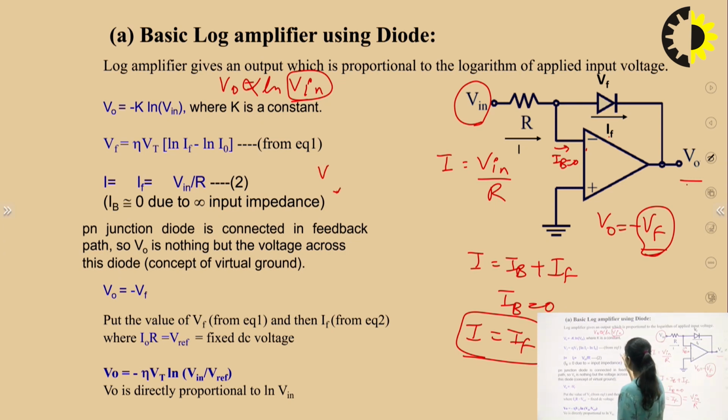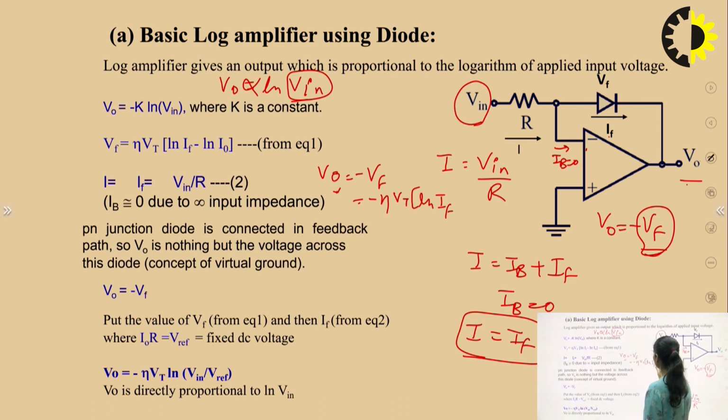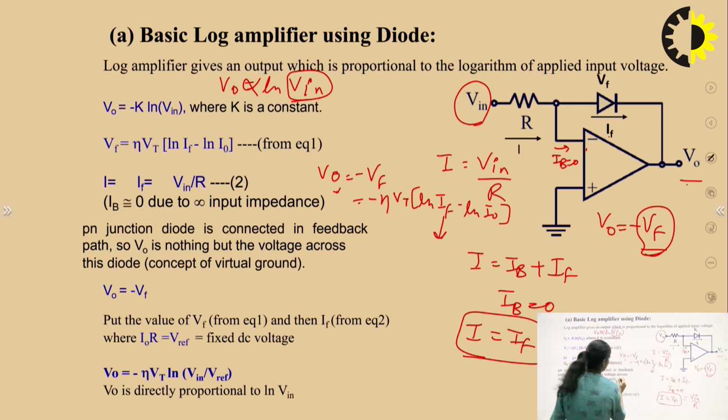V_out is equal to minus V_F. Putting V_F here, V_out is equal to minus eta V_T (ln I_F minus ln I_0). And I_F, you know, is equal to V_in upon R. So V_out is equal to minus eta V_T (ln (V_in upon R) minus ln I_0). So V_out is in this form, with V_in upon R and I_0.